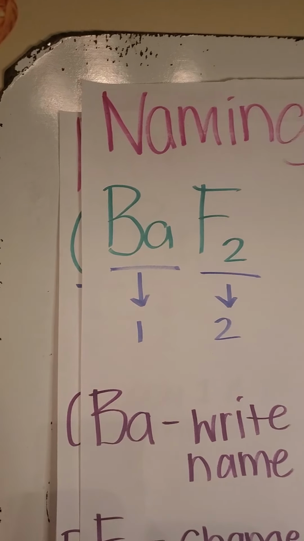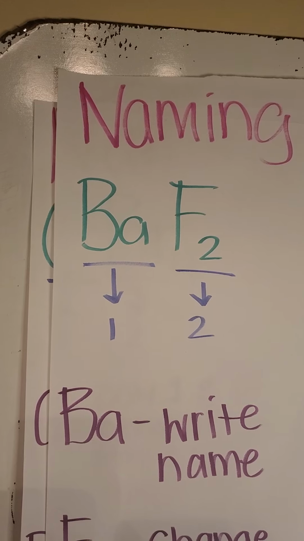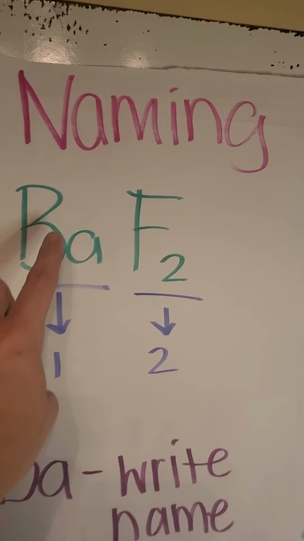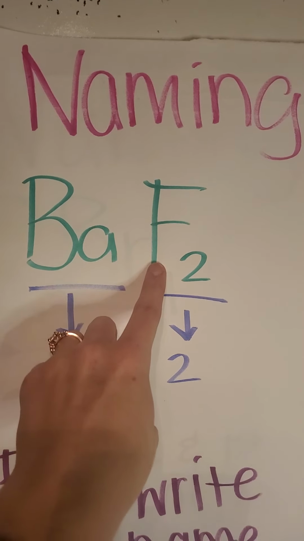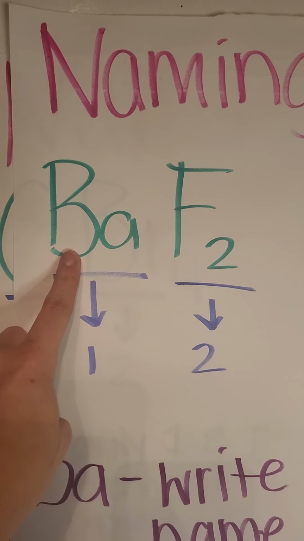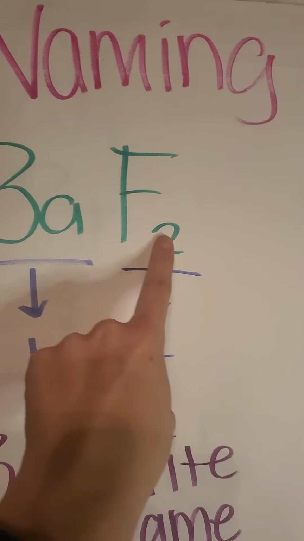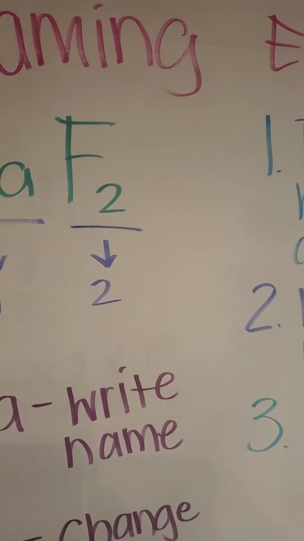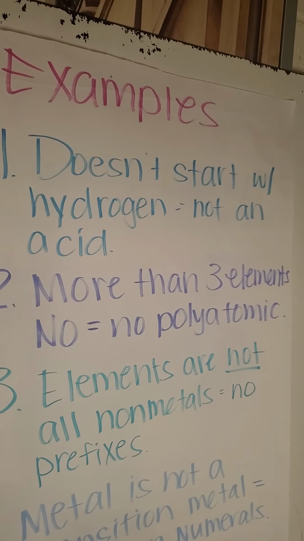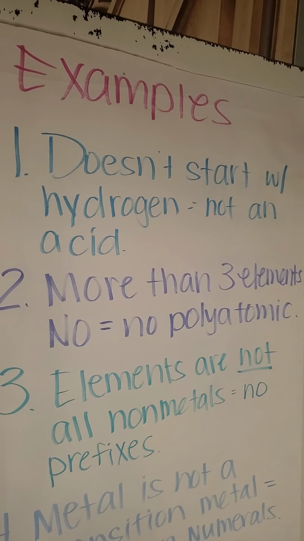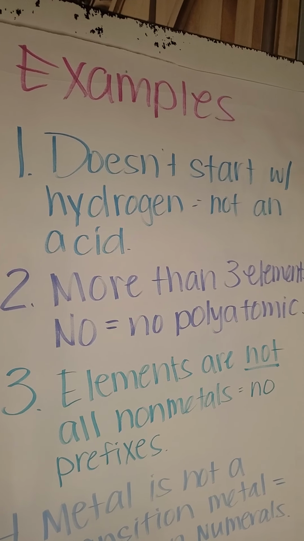Our second question is, are there more than 3 elements? So if we're looking, look at your capital letters, okay? That tells you how many elements you have. We have barium, we have fluorine, so those are our 2. So, since we do not have more than 3, it's not polyatomic. We don't need any special names.